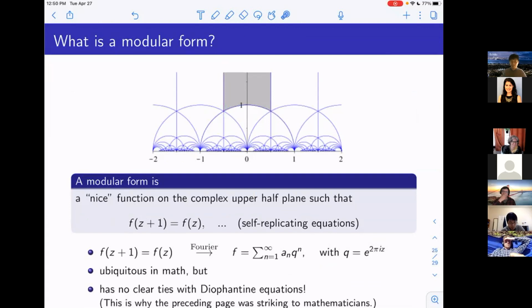But to make a connection with the previous page, basically this periodicity tells you that there's a power series expansion. A periodic function can be written as a linear combination, possibly an infinite combination, of exponential functions, roughly speaking, by Fourier theory. That's where these numbers come from. It's a little complicated, but modular forms appear in many different places in math. But the main point is that there are no clear ties with the equations we are considering. And that's why it's so striking, because we just seem to be discovering that two things which are seemingly unrelated can be very closely related.